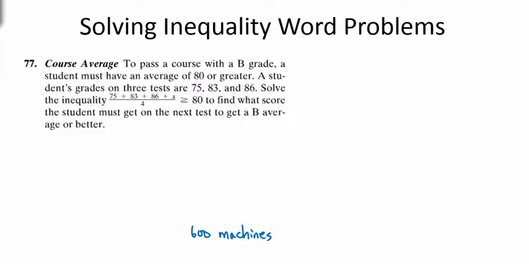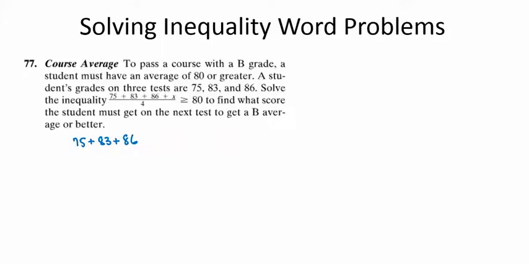Course average. To pass a course with a B grade, a student must have an average of 80 or greater. A student's grades on 3 tests are 75, 83, and 86. Now we want to solve the inequality (75 + 83 + 86 + x)/4 is greater than or equal to 80 to find what score the student must get on the next test to get a B average or better.